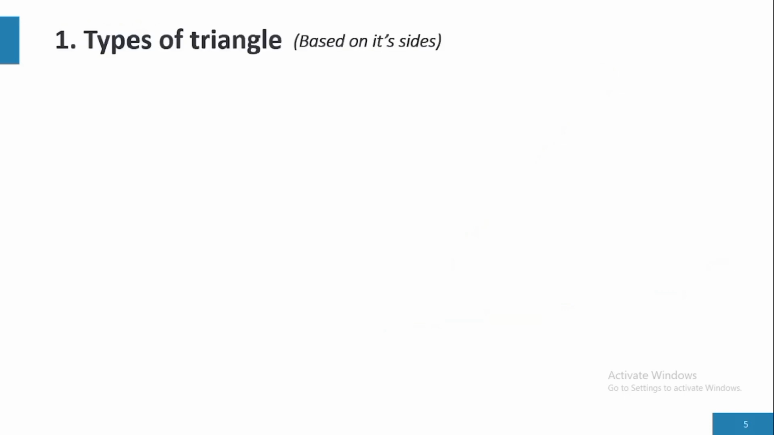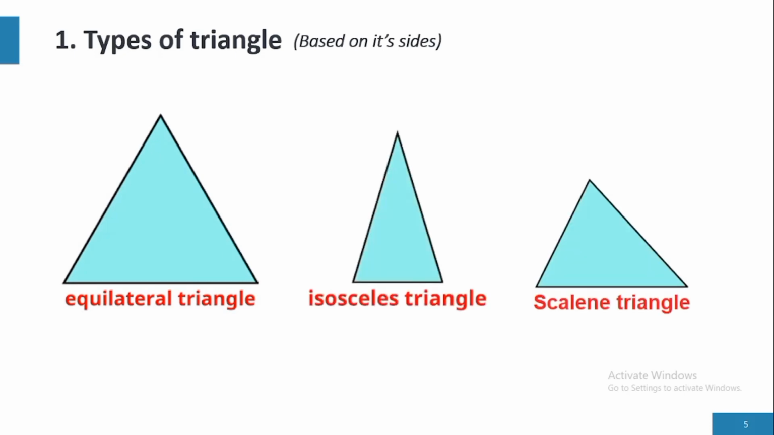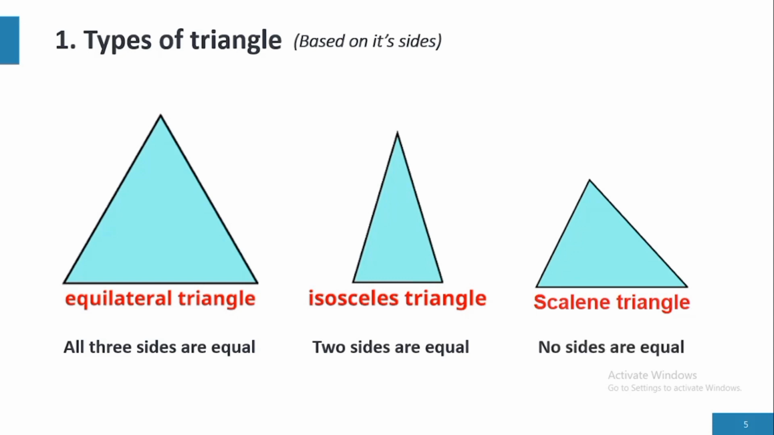1. Types of triangle based on its sides. As the word tells you, based on its sides, there are three types. First is equilateral triangle, second is isosceles triangle, and third is scalene triangle. Equilateral triangle is the triangle which has all three sides equal. Isosceles triangle is a triangle which has only two sides equal, and scalene triangle is a triangle where no side is equal to any other. Clear, children?